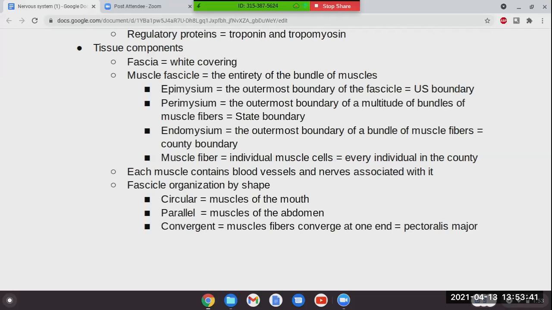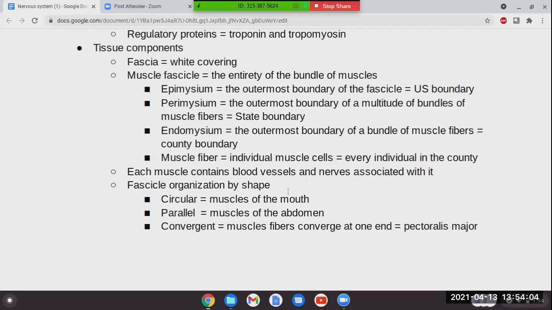And I want you to take a look at the slide. I'm sure it's going to be more clear when you go over and look at it. On top of this, each muscle contains blood vessels and nerves associated with it. It's like the county. In every county, it's not just people, we have a lot of things.